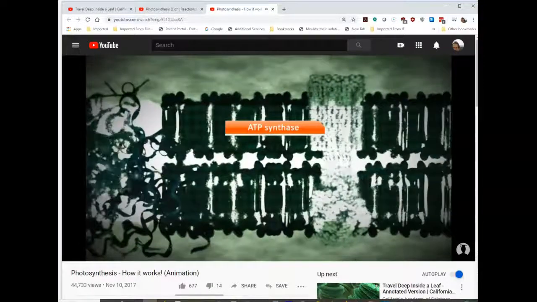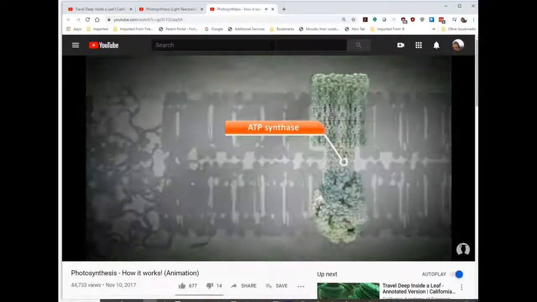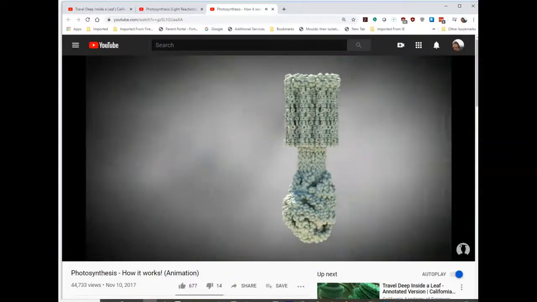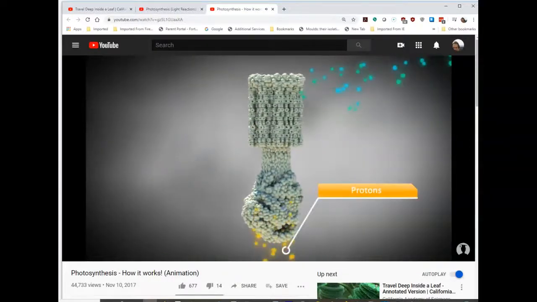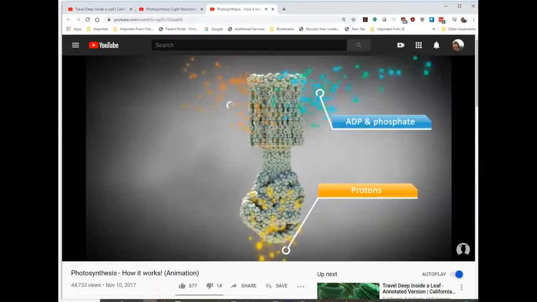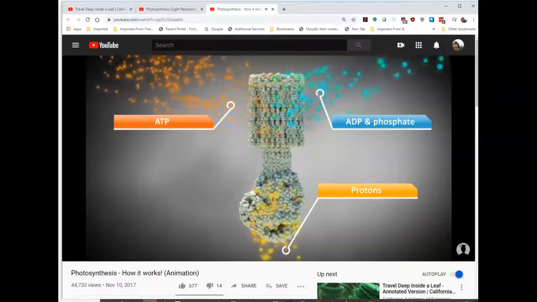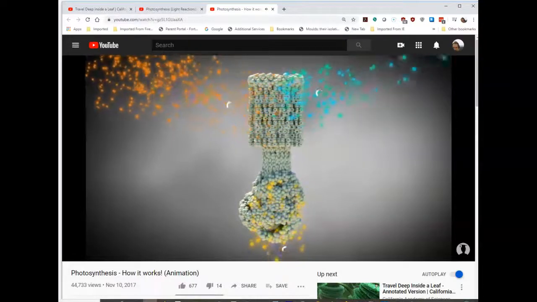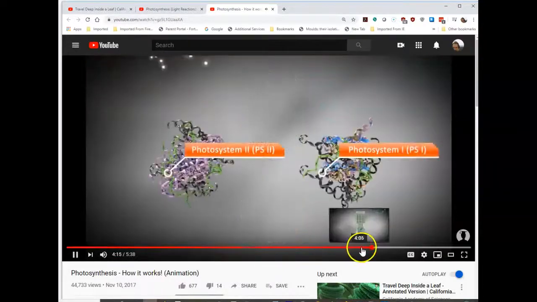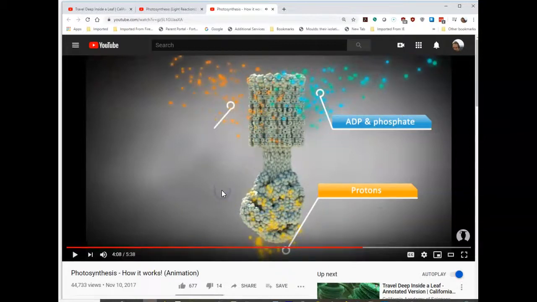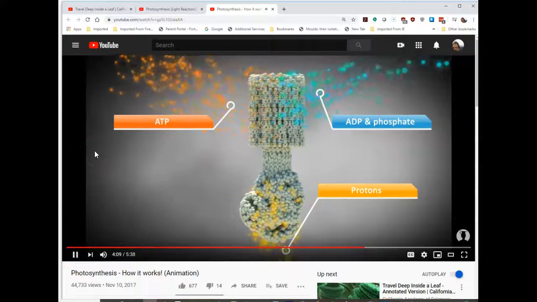Proton motive force drives ATP synthase that produces ATP from ADP and a phosphate group. This process is called oxidative phosphorylation. So yellow represents the protons that are driving the process. Green and blue here represent ADP plus phosphate, and orange, as it's about to be labeled here, ATP, the finished product.